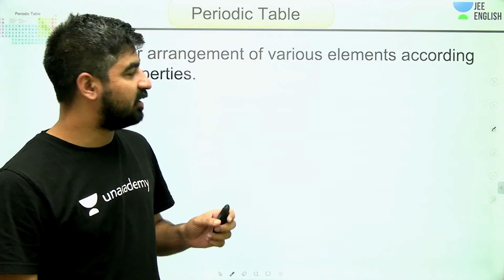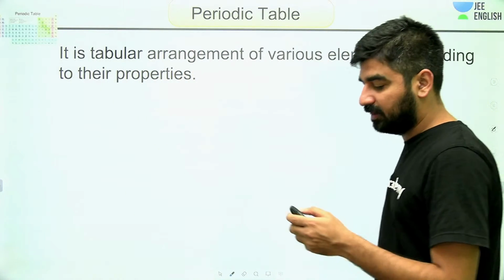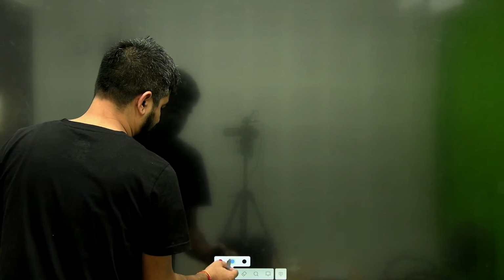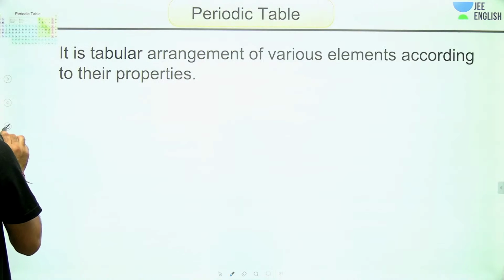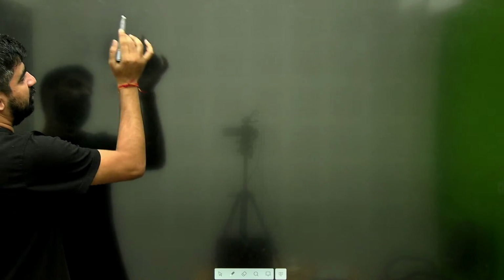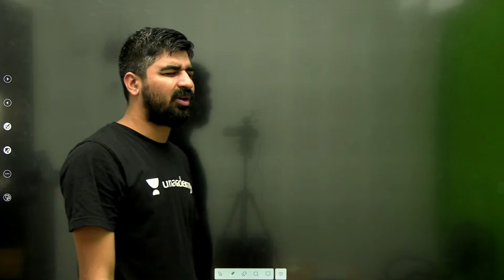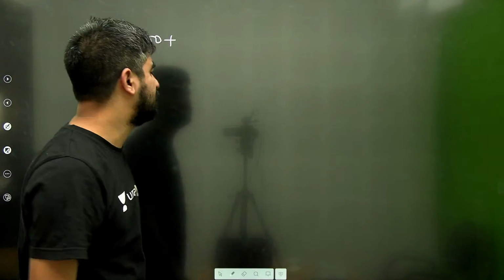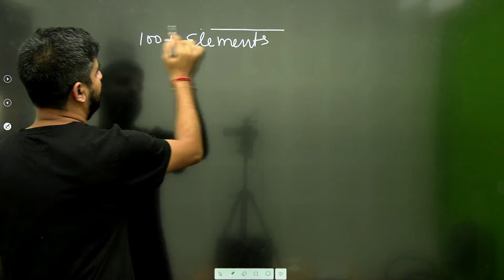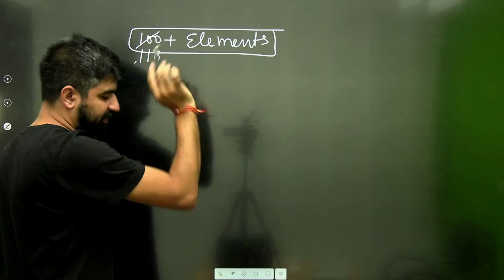So why are we discussing it, guys? So what is the periodic table? Because when we are talking about the periodic table, there are now 100 plus, actually 118 elements, but all elements are not found in abundance. Right? Now let me write 118 elements.